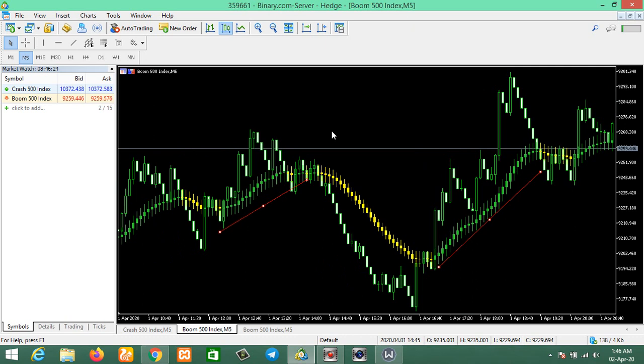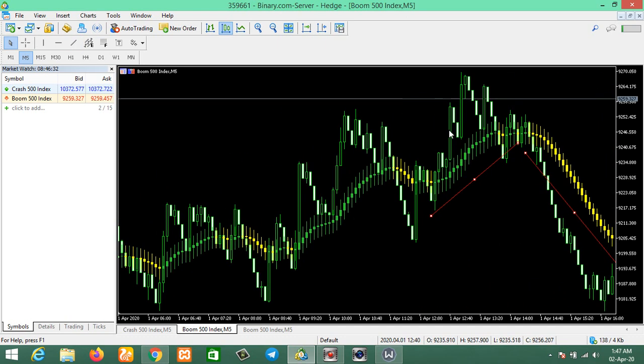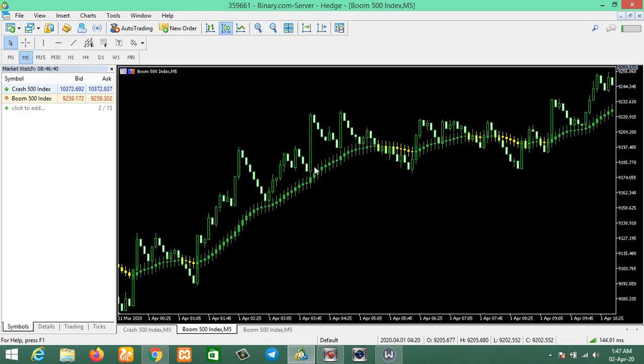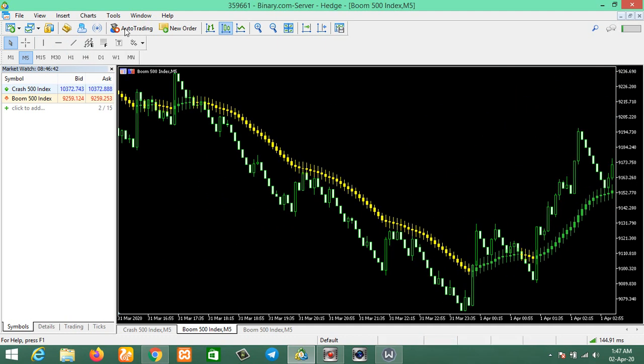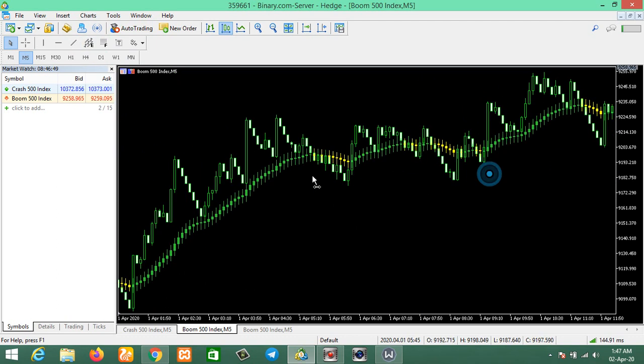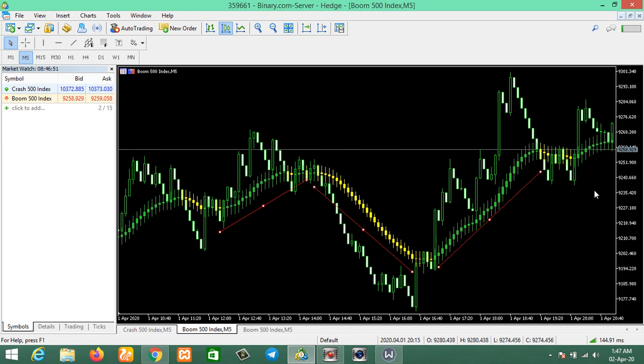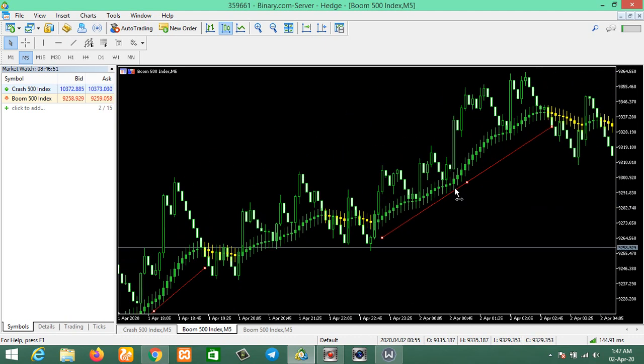And whenever we see our yellow candle, you see that the market is on a downtrend. Whenever you see our yellow candle, the market will be on a downtrend. So this is a huge downtrend from here to here. So we are watching out for the yellow. The yellow is the downtrend, so we are watching out for the downtrend alone.